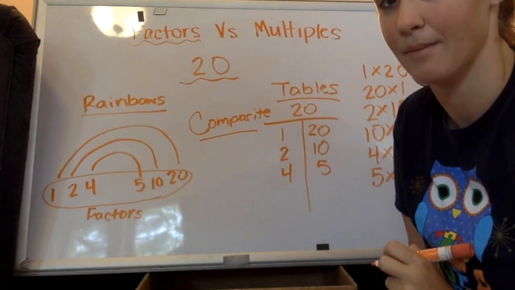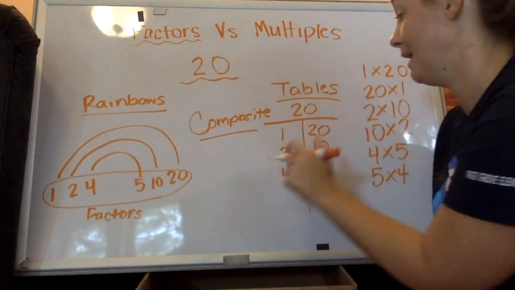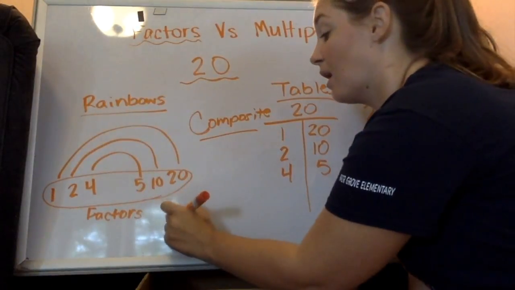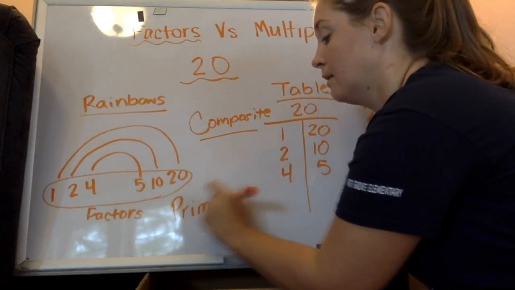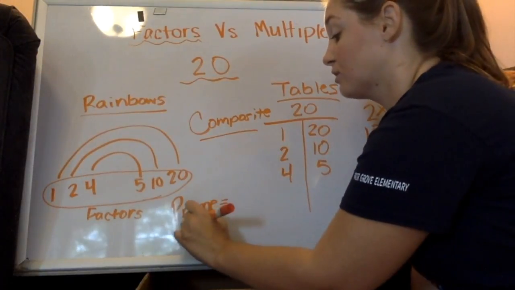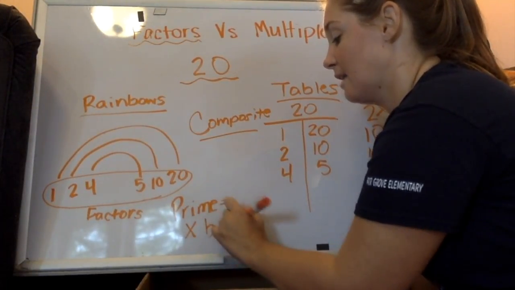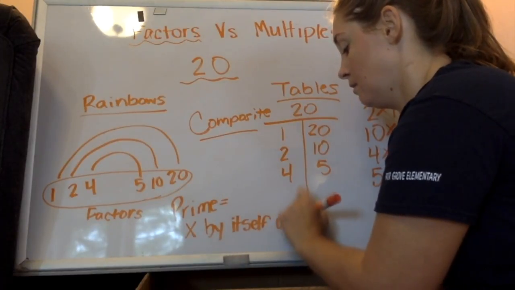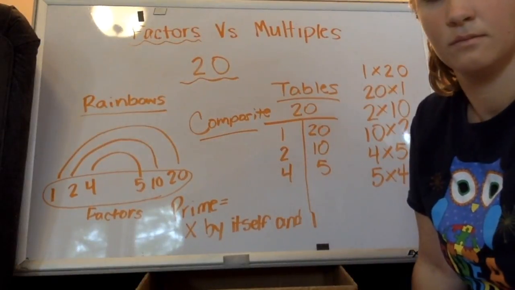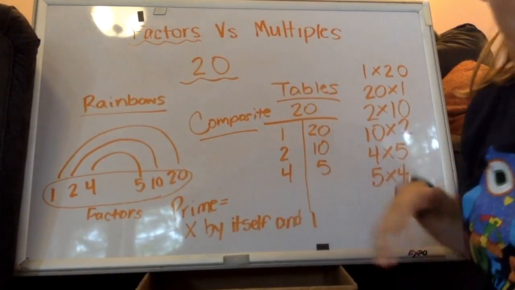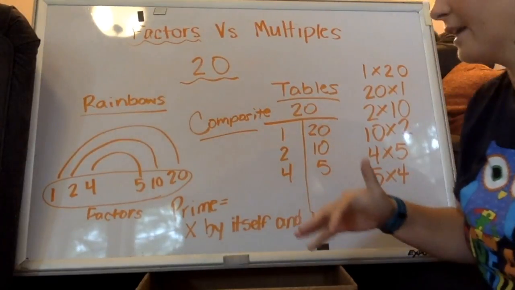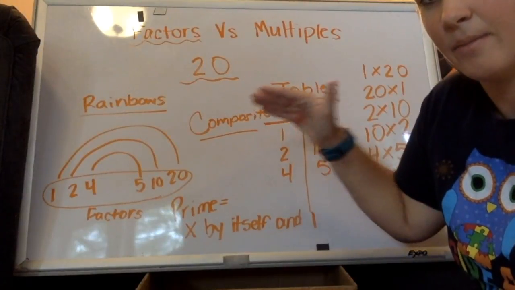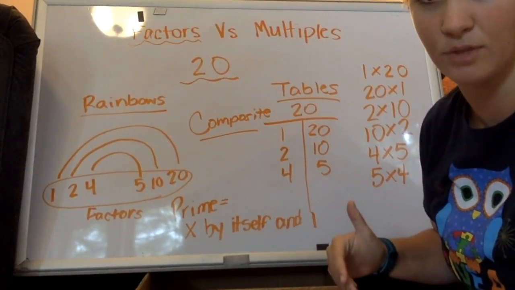Why is it a composite number? Because I can get to the number 20 in 1, 2, 3 different ways, right? And remember, a prime number can only be found by multiplying it by itself and 1. So I could use 1 times 20, but that's not the only way that I can find 20. I can also use 2 times 10 and 4 times 5. So that makes it composite because it's not like 1 times 20 is my only option, right?